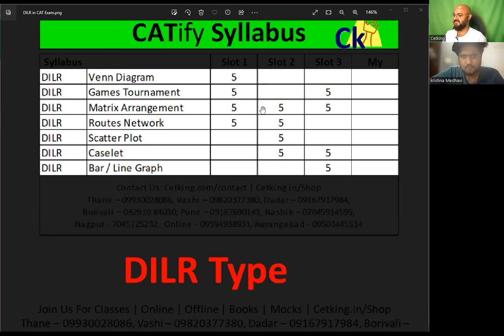Okay, can you see the screen here? This is the timetable. This is the syllabus from the DLR point of view. ठीक है, these are the typical topics जो आपसे आते हैं. So what is your advice? Where should I start? Because I can't jump onto this yaar. All these things are high level topics. Venn diagram, games, root, caselet, bar chart, everything is high level.